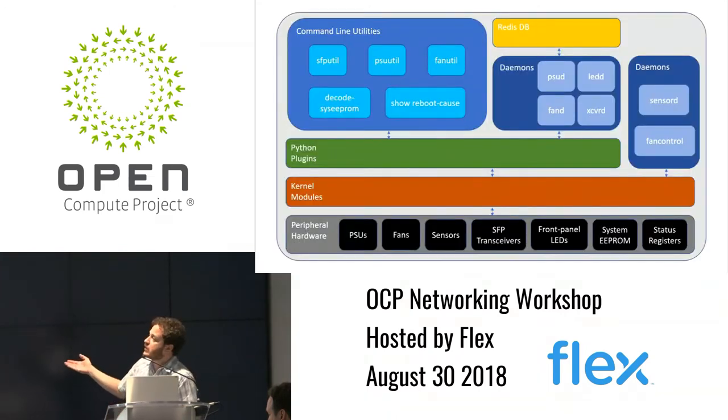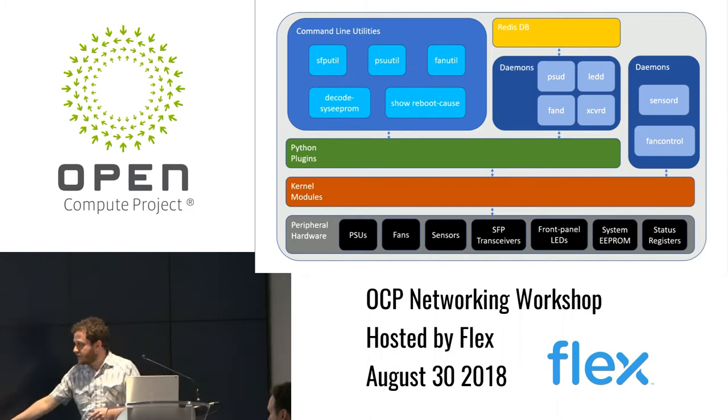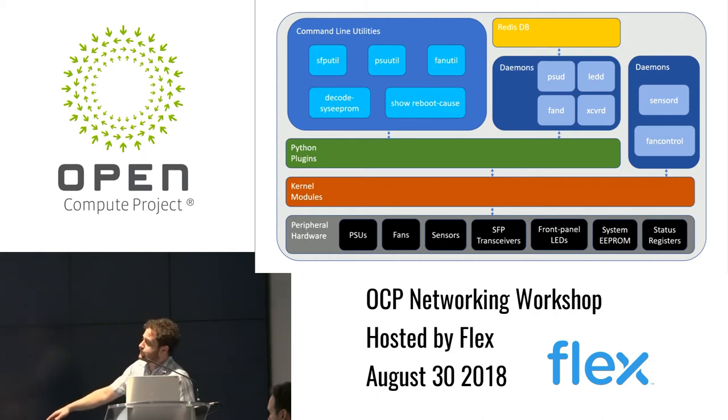This is a little basic layout here from the bottom up of the hardware itself. And to access that hardware, again, the vendor will implement kernel modules. That layer is, you know, depending on how the vendor wants to implement that. The green layer above that is our Python plugins. So that's the set of APIs that needs to be implemented by the vendor as well.